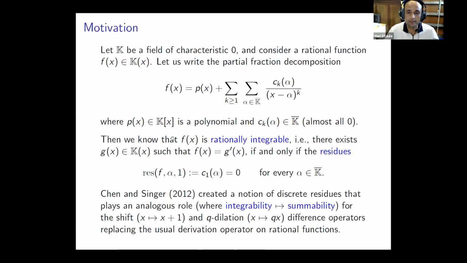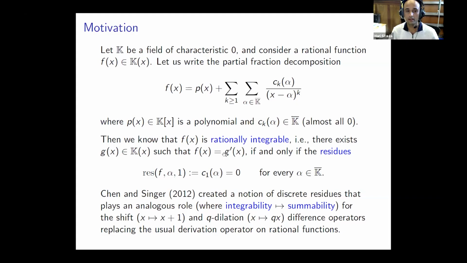So let's start with the motivation. To motivate this talk, I would like to introduce the notion of the continuous residue of a rational function, which has been in use since long ago as a necessary and sufficient condition to test the rational integrability of a given rational function. For this, let me consider a rational function in a field of characteristic 0, and write it in partial fraction decomposition form, where p of x is the polynomial part, and of course this is the rational part of the rational function under consideration. The c sub k of alpha are going to be 0 for almost all values of alpha and k, because we are summing over infinity, and we all know any rational function cannot have infinitely many terms in it.